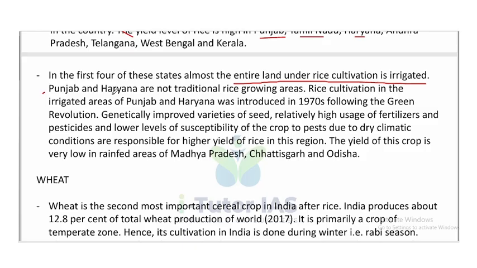Punjab and Haryana are not traditional rice growing areas. Rice cultivation in the irrigated areas of Punjab and Haryana was introduced in 1970s following the Green Revolution. Generally, improved varieties of seeds, relatively high usage of fertilizers and pesticides, and lower levels of susceptibility of the crop to pest due to dry climatic conditions are responsible for higher yield of rice in this region. The yield of the crop is very low in rain-fed areas of Madhya Pradesh, Chhattisgarh, and Odisha.